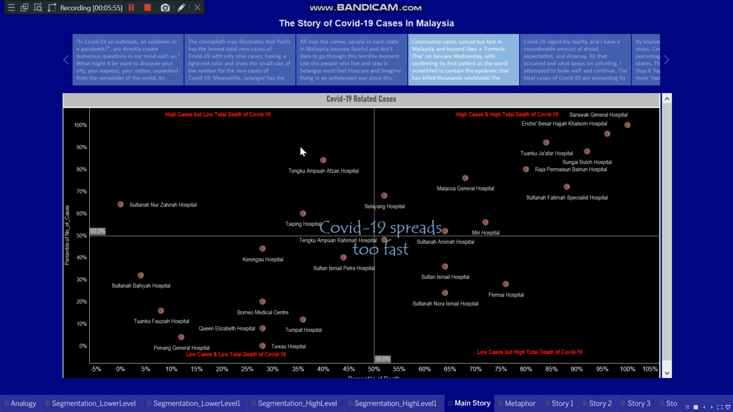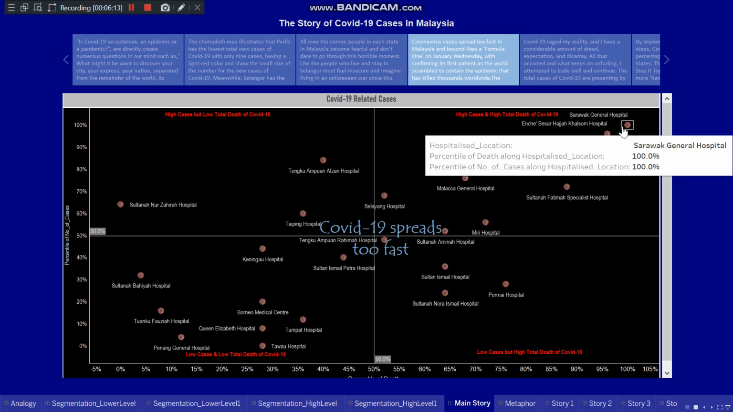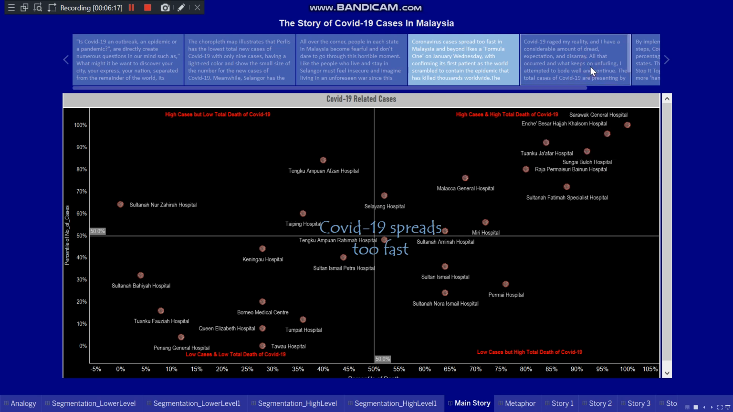Next, from this chart, we can say that coronavirus cases spread as fast as a Formula One car, and killed 1,000 people worldwide. And also from the graphs, we can say that Sarawak General Hospital has the highest cases and highest total death of COVID-19.